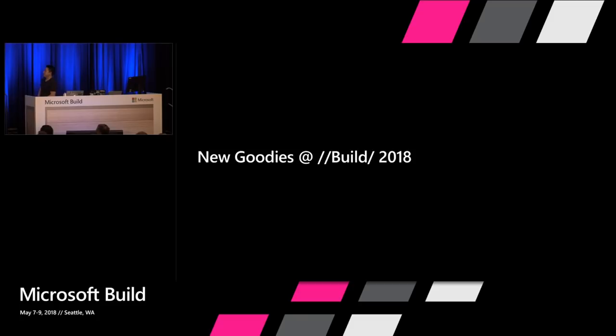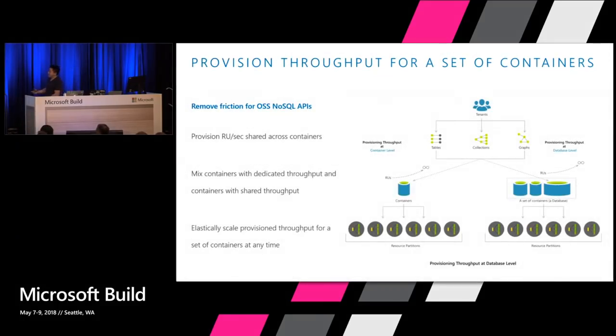So let's talk a little bit about the new goodies we have at Build, and then we'll open this up for a Q&A. For new goodies at Build this year, as a quick summary, we've launched provisioning throughput for a set of containers. This allows you to set RU per second across a set of containers.